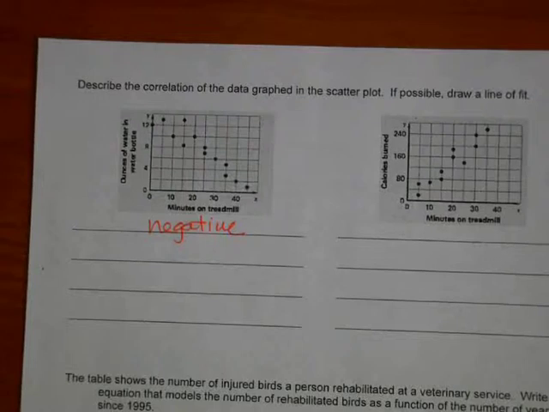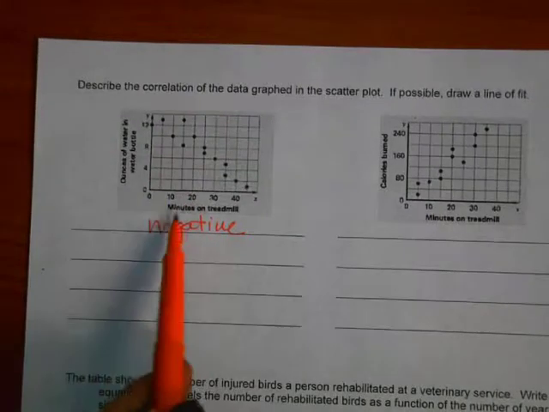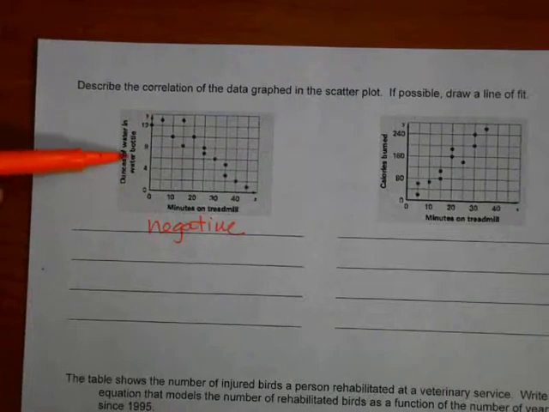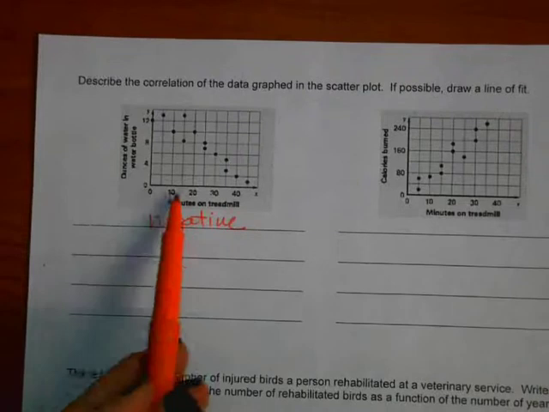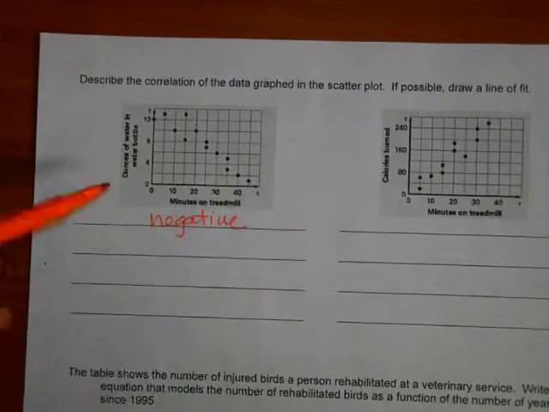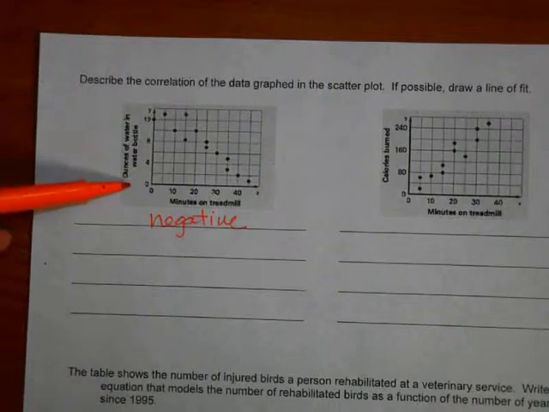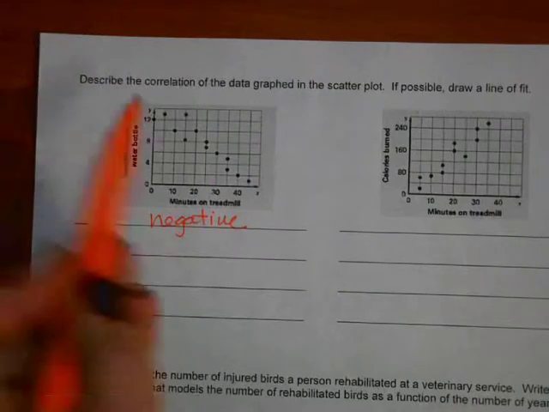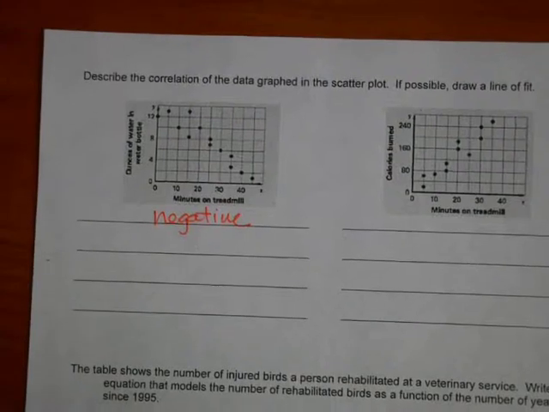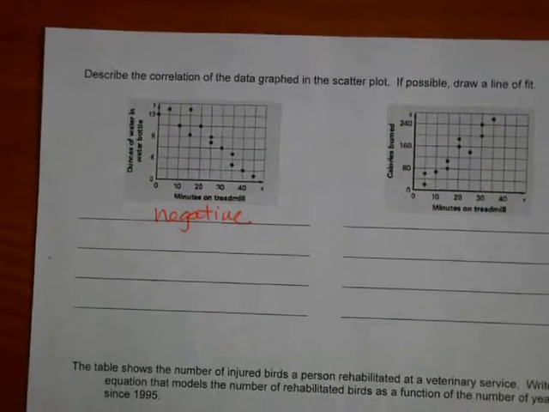Ready? First of all, you look at the X and Y axis. This represents minutes on the treadmill. This represents ounces of water in a water bottle. So you could say in words, the more minutes on the treadmill, what? The more water you use or the less water I have, right? Yes, okay? So that's what it means to describe it, really.